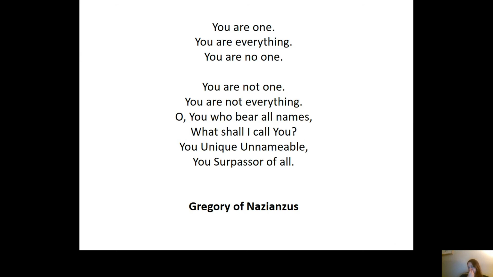And so what Gregory of Nazianzus is saying is that he wants to talk about God as one and everything, but actually when he tries to use words to talk about God, he realizes God has all the names, and therefore he can't describe him at all. And this is the problem.